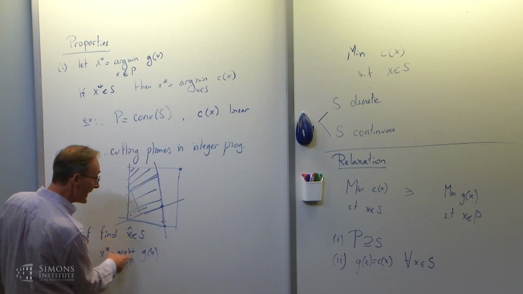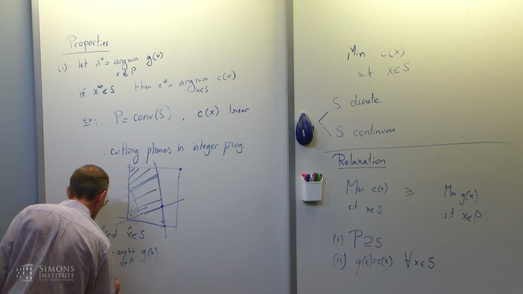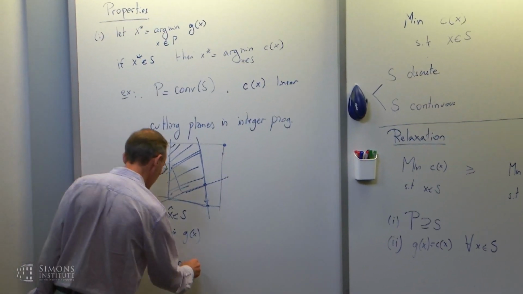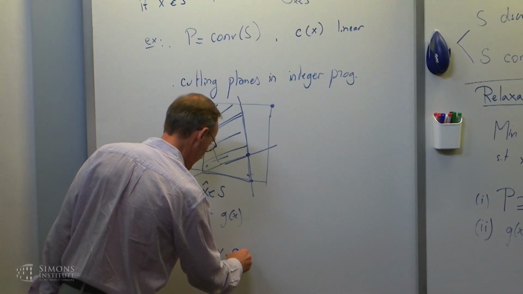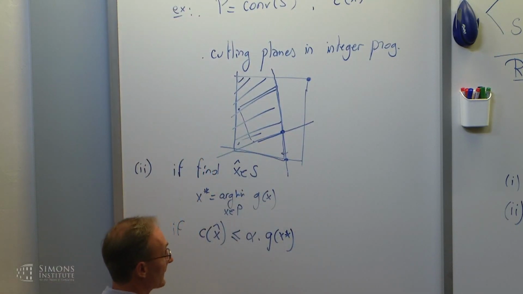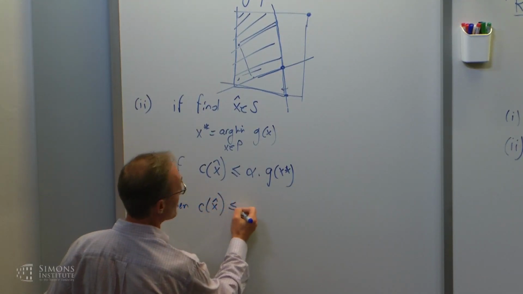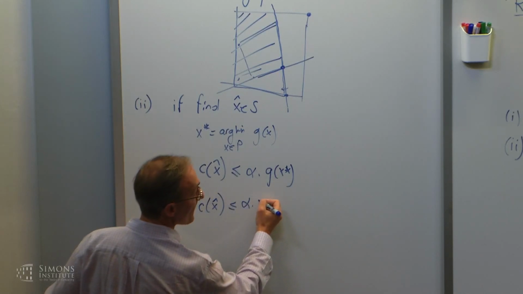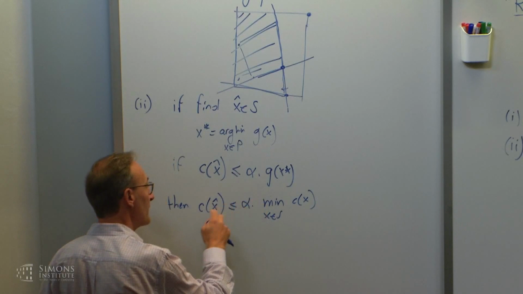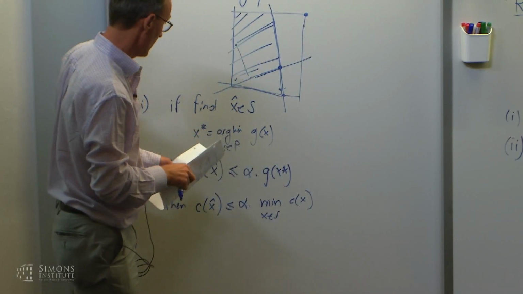and if I can relate the values, so that the value of x hat is not more than alpha times the value of g of x star, then I know that c of x hat is at most alpha times the min over x in S of c of x. So that would give me a solution to my original problem that's approximately minimum. Very simple, very clear.